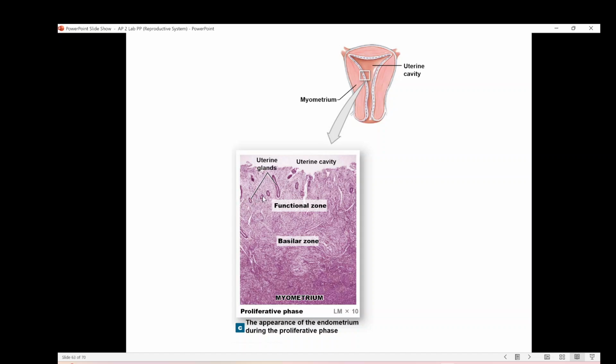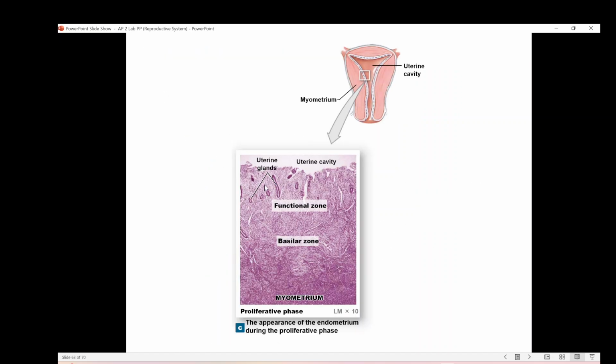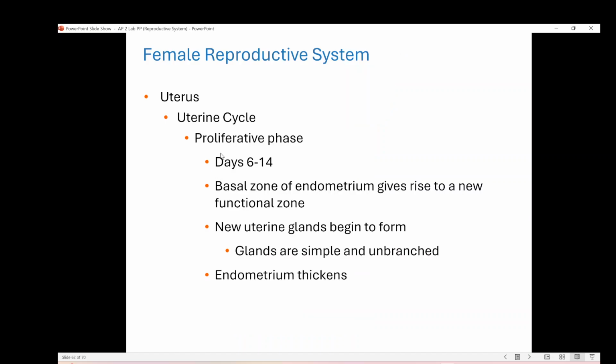So these little red circles here, these are the new uterine glands that are forming, and again, you can see the nice functional zone being built up again. If I go back to the menstrual, you see this is all kind of just looking like it's falling apart. Things are shedding off over here compared to how it's all nice and organized again here. Okay, so this is known as the proliferative phase, where we're building back up the endometrium.